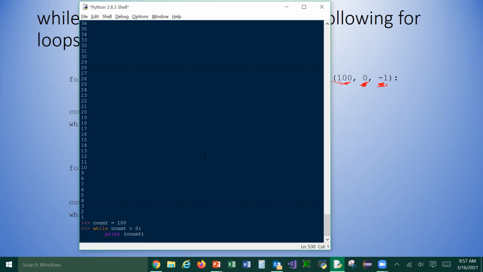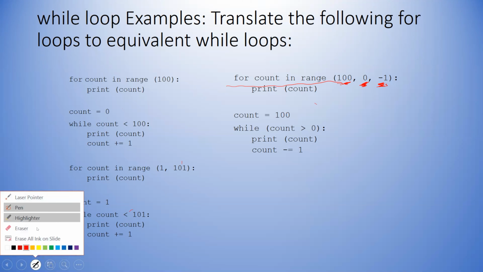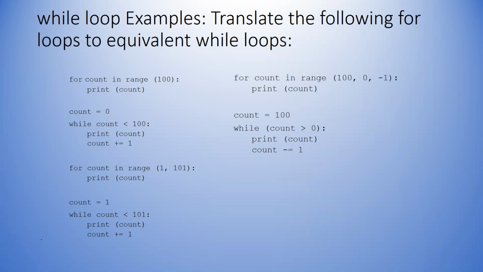And since we are going down from 100 to 0, we need to decrease. So count should be minus equal to 1. Remember, count minus equal to 1 means count is equal to count minus 1, right? Okay. So it achieves exactly the same effect. That is the difference between a for loop and a while loop. Any questions about that? Everybody, any questions? No? Okay.